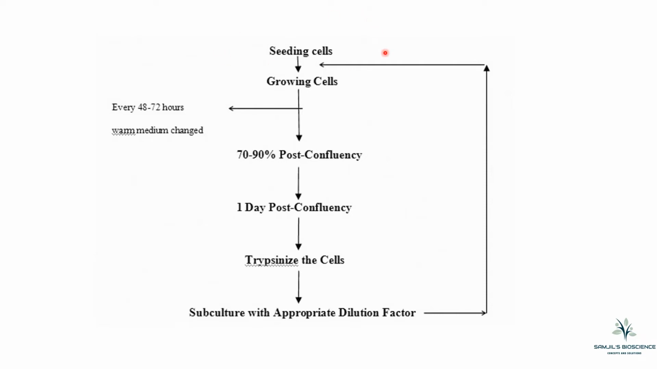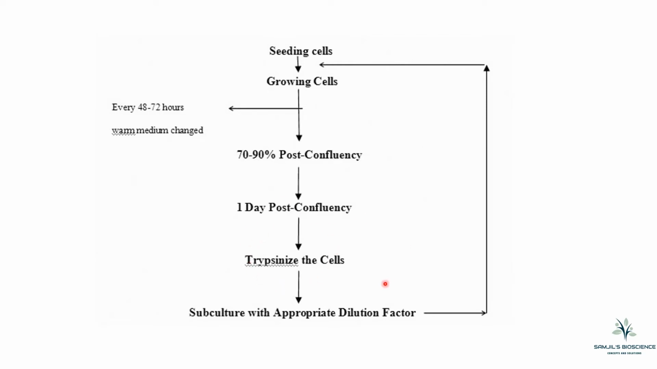So the first thing is the seeding of the cells, and then the cells grow. You put some media, and every 48 to 72 hours you have to change the media. It varies from one cell line to another, or by how you split the cells. But usually this is the norm, that every alternate day you should change the medium, because otherwise, if you do not replenish with new medium, the cells would die. And once they reach around 70 to 90% confluency, then you trypsinize the cells.